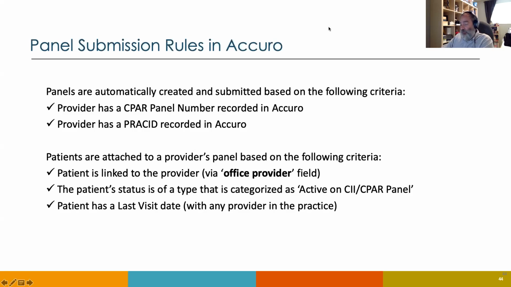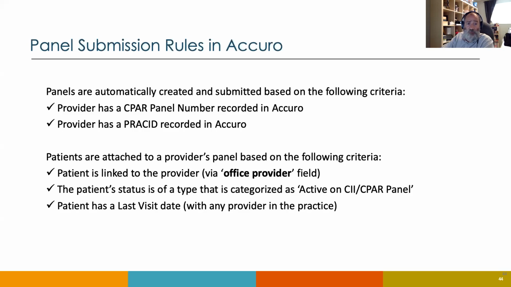It's important that clinics are aware of the panel submission rules. Again, most of these are pretty straightforward, but important that everyone's up to speed. So in this slide, we've got those rules. In order for things to be automatically submitted, the provider has to have that panel number that we talked about, and the PRAC ID has to be in there. I mentioned that the physician needs to be in the office provider field.